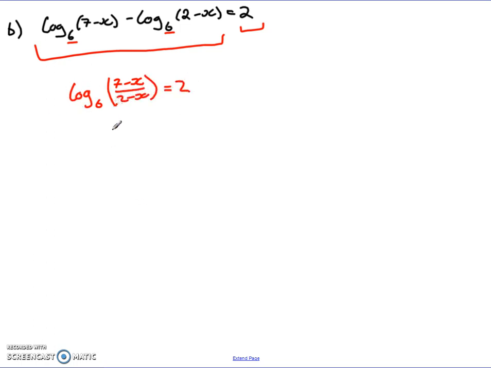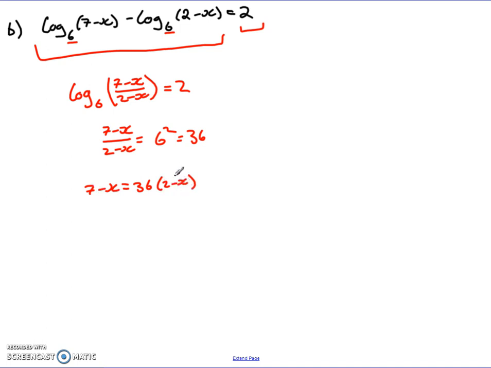We then want rid of the logarithm here, so we keep the 7 minus x over 2 minus x here, and that equals 6 to the power of 2, so 6 squared, which is 36. Now, we've got a fraction here with an x on the top and bottom. We don't want that, so what we're going to do is take the denominator, shift it to the right, and turn it into a multiply. So I get 7 minus x equals 36, brackets 2 minus x.